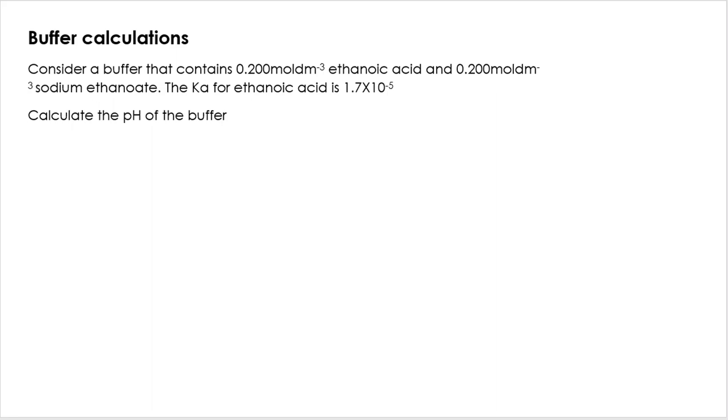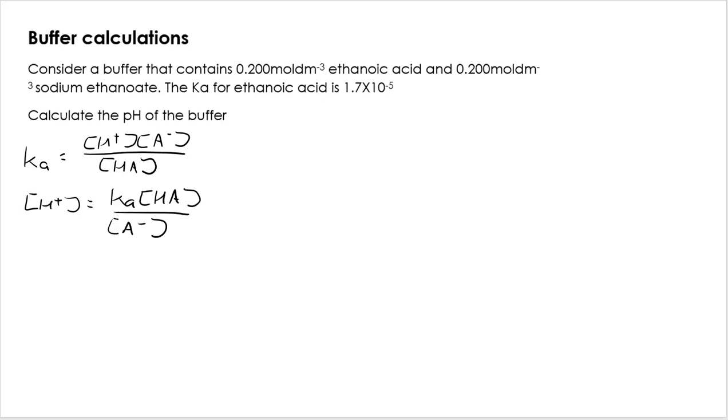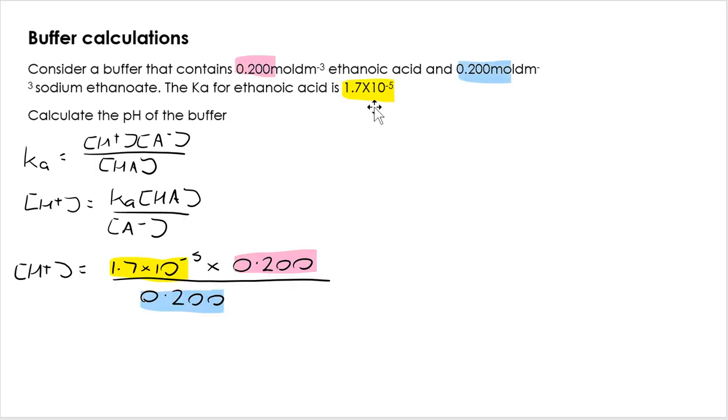So let's start with the expression for Ka: [H+][A-] over [HA]. We're interested in H+, so we've rearranged to make it Ka times [HA] over [A-]. I've got all of the figures for this. I've got my Ka value provided, my concentration of ethanoic acid provided, and my concentration of sodium ethanoate provided. So I've put all of those in.